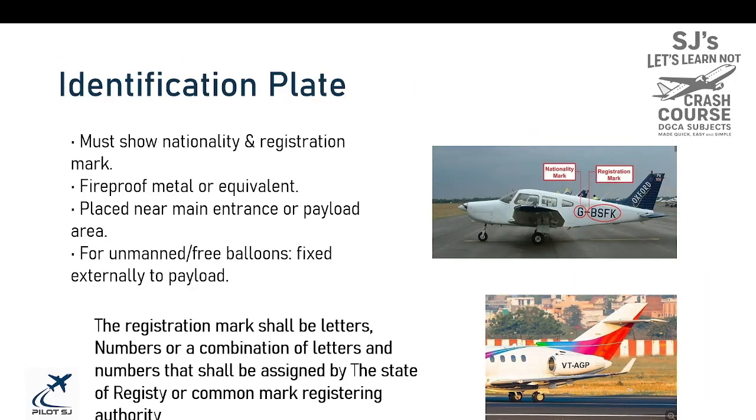Identification plate. Every aircraft must have an identification plate, and it must be fireproof metal or equivalent, displaying the nationality and registration. So as you can see in the picture towards your right, it's a Piper Cherokee. And your nationality mark is your country's identification. So as said earlier, India's identification is Victor Tango. And the registration marks can be letters, numbers, or combinations, 1 to 5 characters long, and they must be assigned by the state of registry, which is India, not the ITU. And they cannot look like international distress codes, which we'll look into shortly.